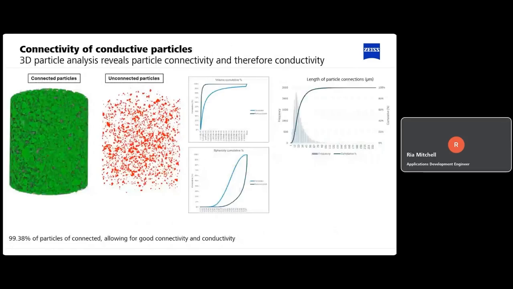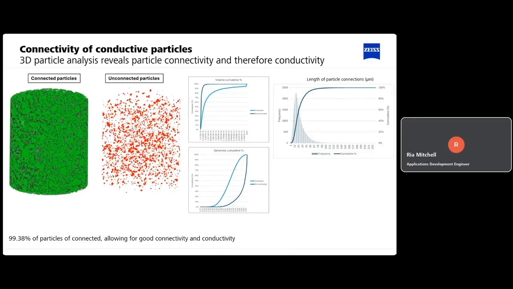Talking about the particle segmentation, we can do analyses such as the difference between the connected versus the unconnected particles, again, which means that we are ensuring that we're forming these pathways within these insulating materials. We found in this example that 99.38% of the particles are actually connected, which allows for good connectivity and conductivity. We can also combine that with some other particle analysis.